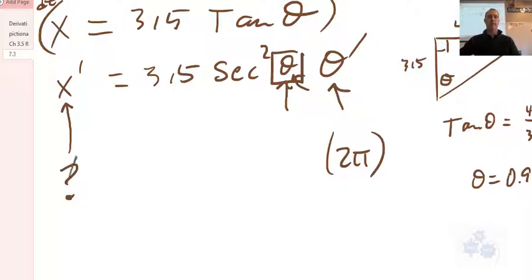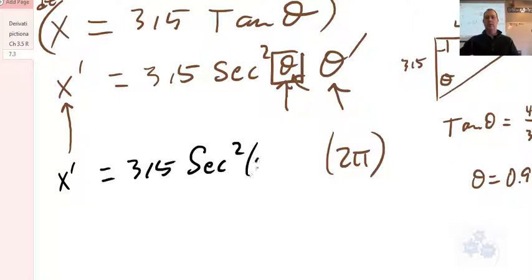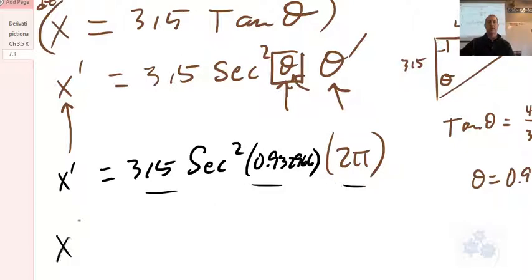So this is what we have then. x prime, our unknown, equals 315 times secant squared of theta, 0.932966, times 2 pi. Once you evaluate that all out, that should be your x prime. So go ahead and take a minute just to do that, and see if we get the same answer in the end here.